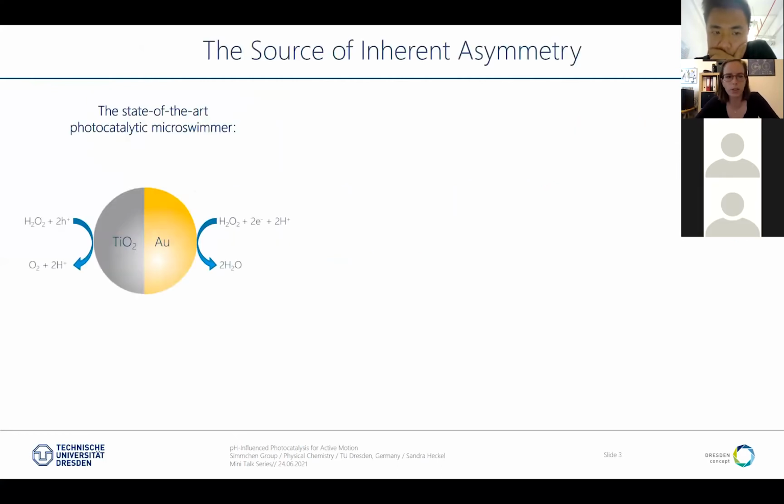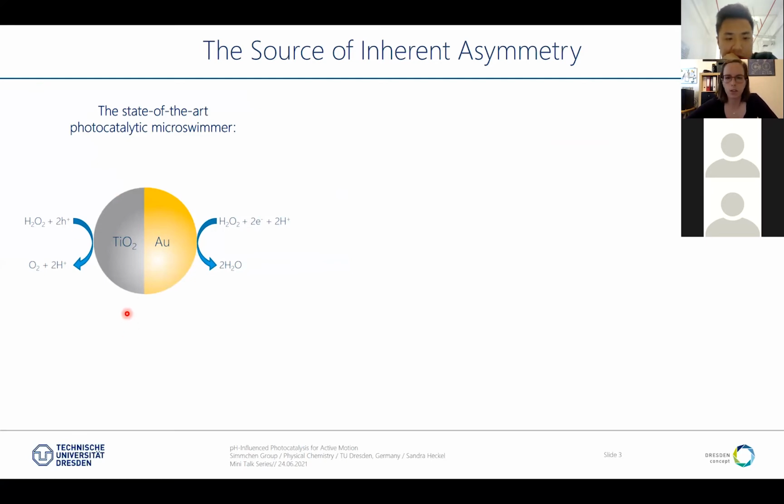I want to start my talk at the point that we probably all know. I want to talk about the state-of-the-art photocatalytic microswimmer. If you think about such kind of microswimmer, of course, probably you will think about a Janus particle that looks somewhat like the one I am showing you here.